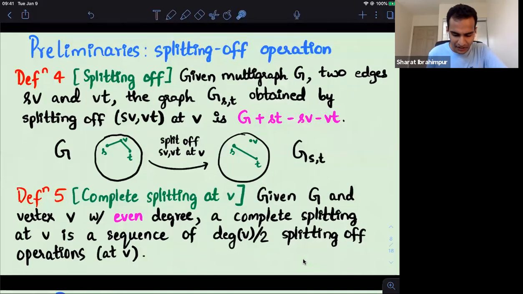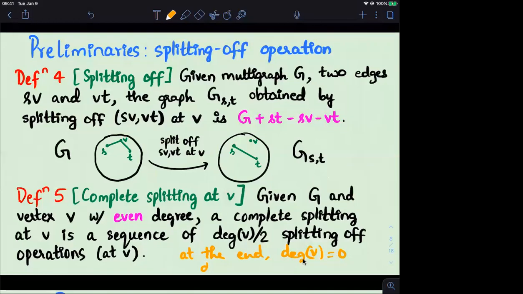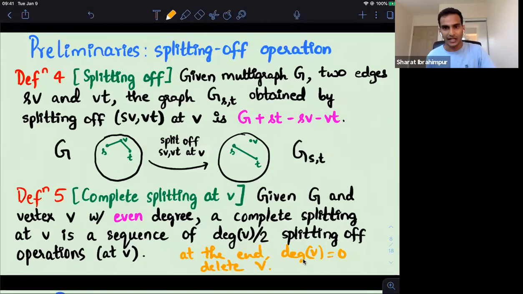And we also have this operation of a complete splitting at v. In this, we make a further assumption that this special vertex v has even degree. A complete splitting at v is defined as a sequence of deg(v)/2 splitting off operations at v. So each time you're splitting off a pair of edges, and after you perform so many splitting off operations, your vertex v has degree 0. So at the end, deg(v) becomes 0. It is customary to just delete v after a complete splitting has been applied.